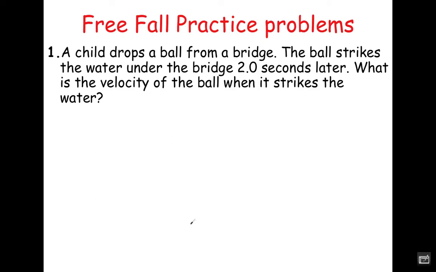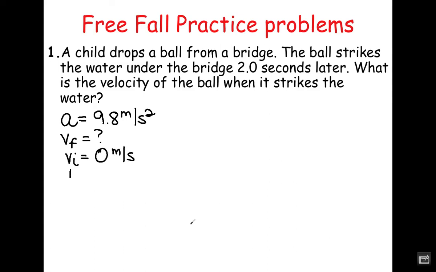We are going to use the exact same acceleration equation as we used before. This time we know its acceleration is 9.8 meters per second squared, and this is positive because it's falling down. Its final velocity is what we're looking for. Its initial velocity, because it's getting dropped, is 0. The time that has elapsed is 2 seconds.